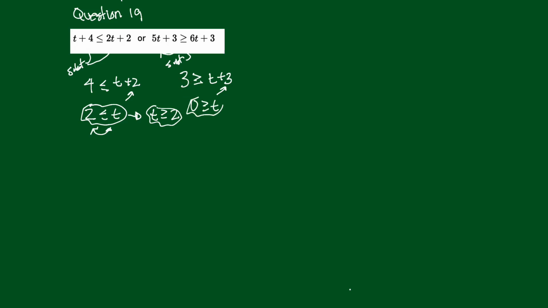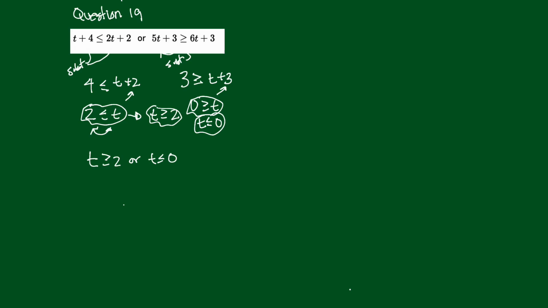But there's that awkward form again. So let's change it. If 0 is less than or equal to t, then t is greater than or equal to 0... So let's graph what we have now. I have this: t is greater than or equal to 2 or t is less than or equal to 0.